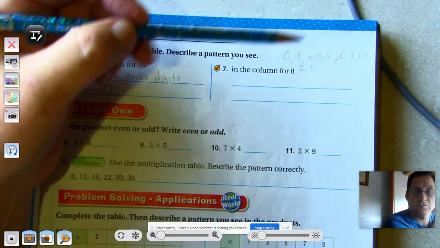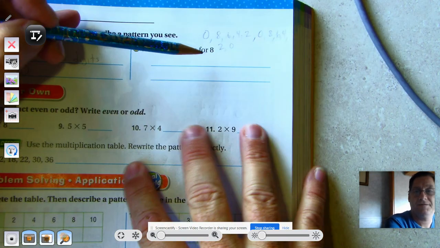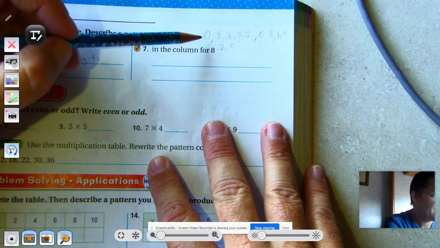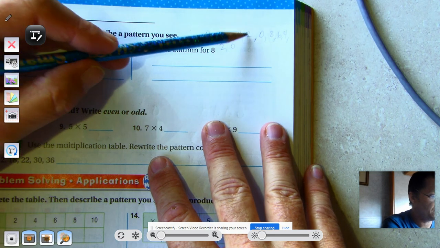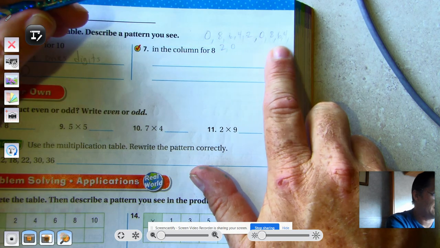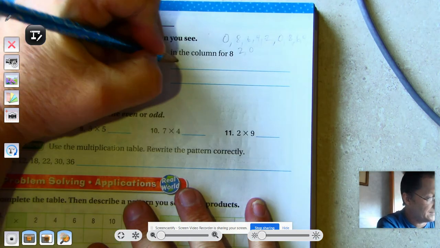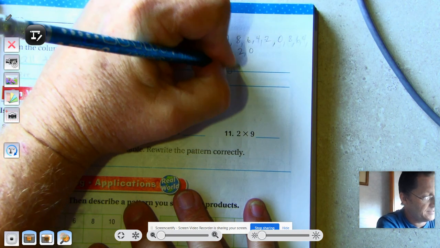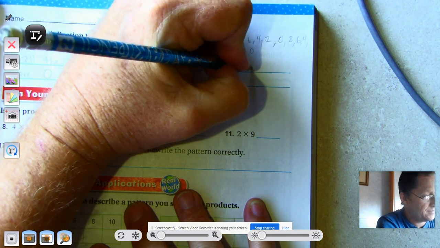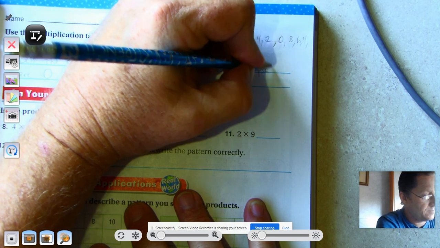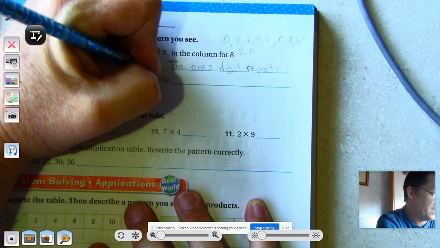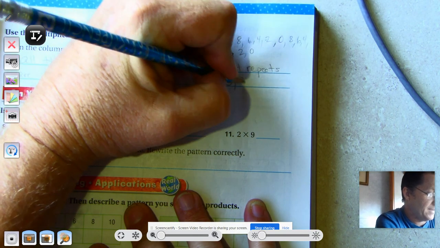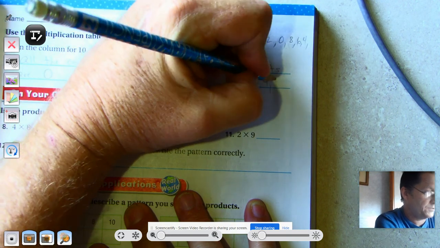So I just made a list of the ones digits in the column for 8, and I noticed it goes 0, 8, 6, 4, 2, and then it repeated 0, 8, 6, 4, 2. So the ones digit repeats the pattern 0, 8, 6, 4, 2.